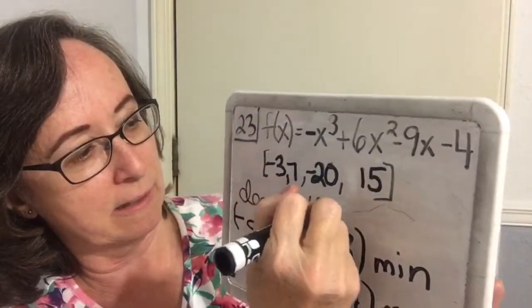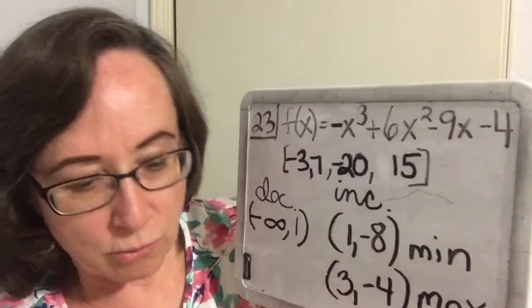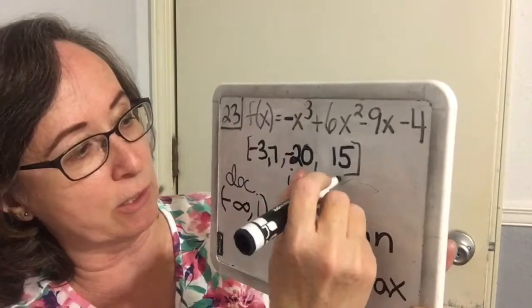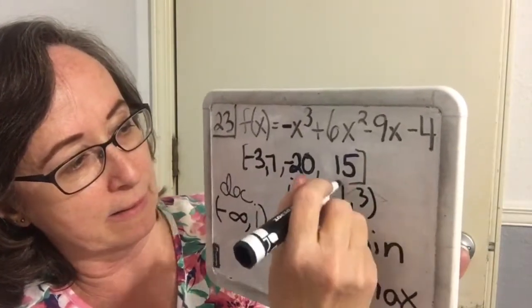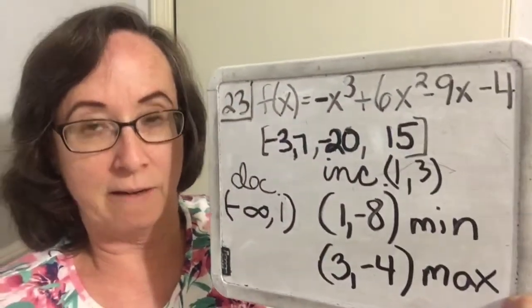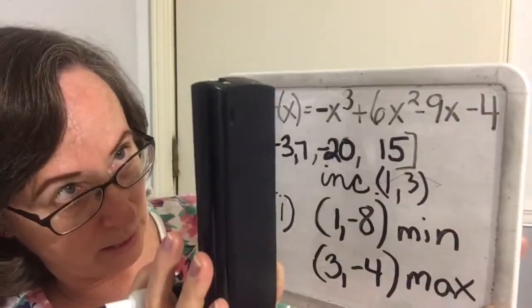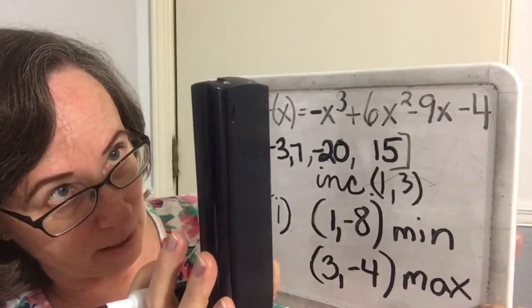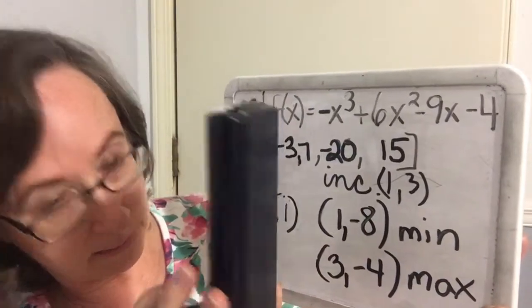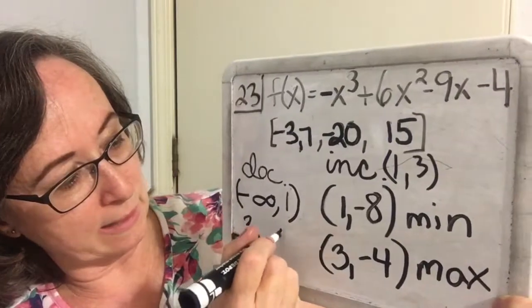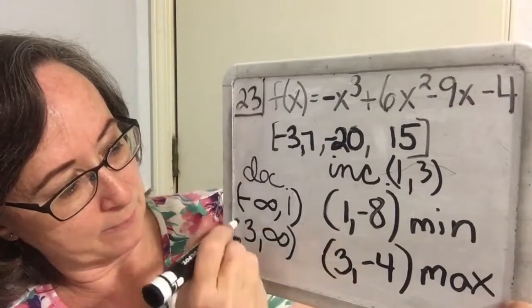and then we're going to have an increase to the right of that from 1 until we get to 3, so an increase from 1 to 3, and then our function decreases again. So it's going to decrease from 3 to infinity. So it's going to decrease again from 3 to infinity.